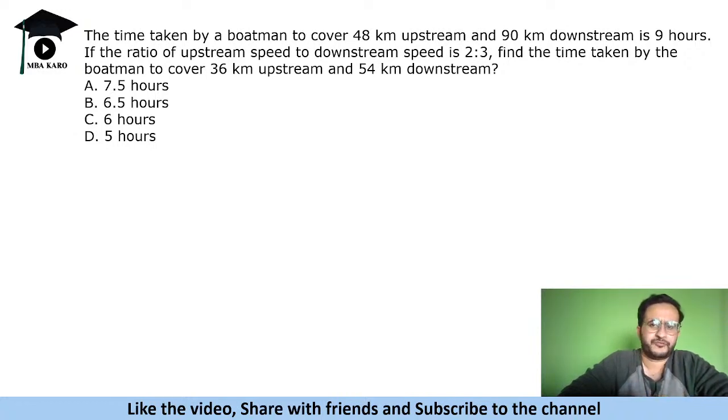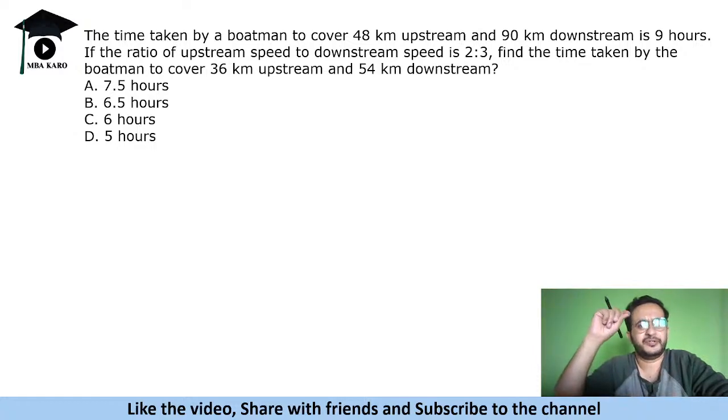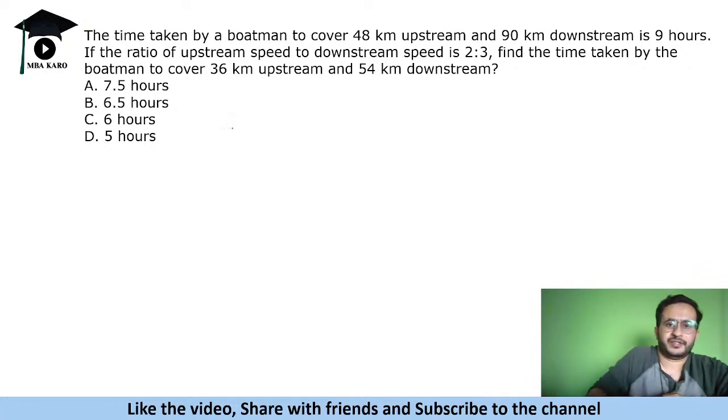So the boatman is going 48 kilometer upstream and 90 kilometer downstream in 9 hours. Upstream and downstream ratio is given as 2:3. Find the time taken by him to cover 36 kilometer upstream and 54 downstream. Now remember this thing, that you do not need to find the boat and stream speeds. ठीक है, कई बार हम क्या करते हैं, एक्स्ट्रा इंफॉर्मेशन निकाल देते हैं क्वेश्चन में, which is not needed, because it is like, say let us say that the ratio is 2:3, so upstream speed be 2x, downstream speed be 3x.